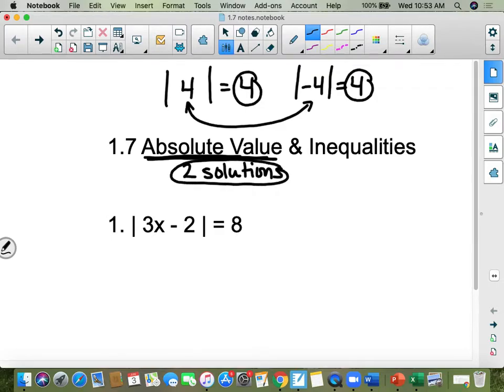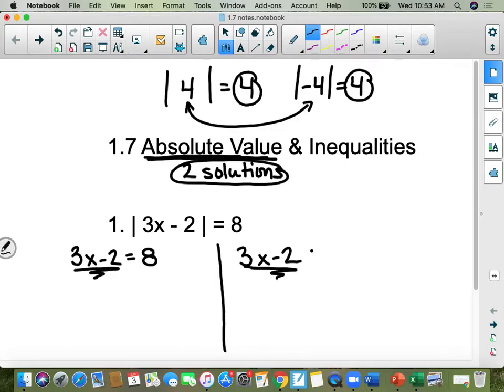So how do you get your two solutions? I like putting a bar here to show that you're going to have two solutions. One is 3x minus 2 is equal to 8. Without the absolute value sign, it looks identical to the one up there. And the second one is going to be 3x minus 2. Notice that the 3x minus 2 stays the same. The only thing that changes is the 8 to a negative 8, because all I did was change the 4 to a negative 4. So the only thing that changes is the right hand side from an 8 to a negative 8. And now we're going to solve.